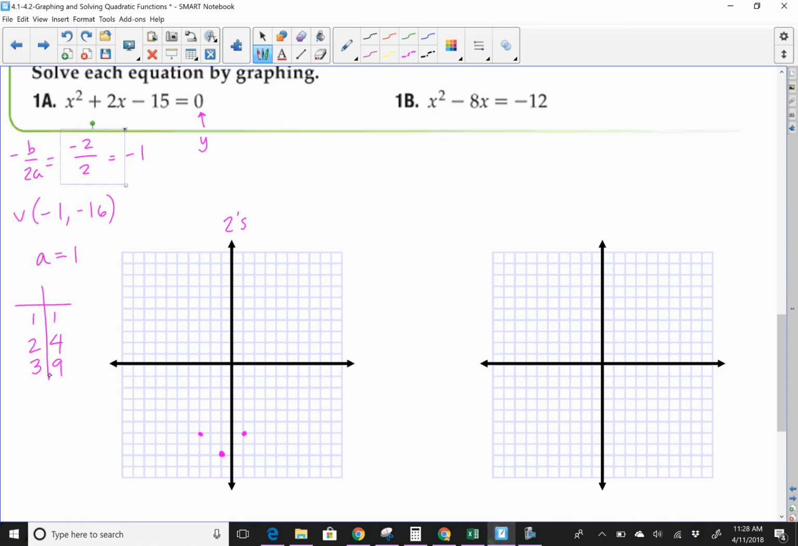Actually, let's go to another one. Y'all should all know how to do this. If I go over 4, how much am I going to go up? 16. So 1, 2, 3, 4. I think 16 actually puts me right there, doesn't it?